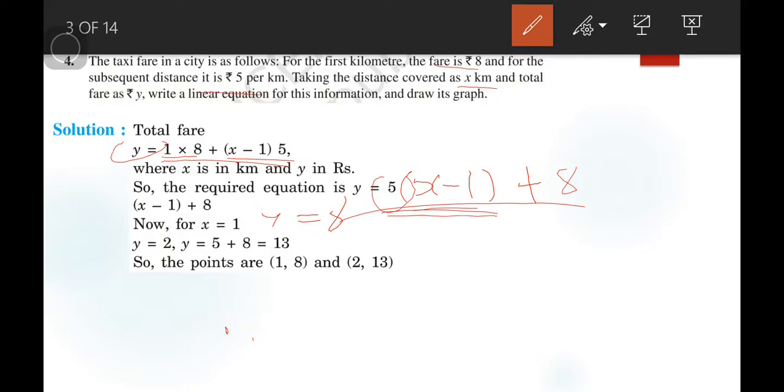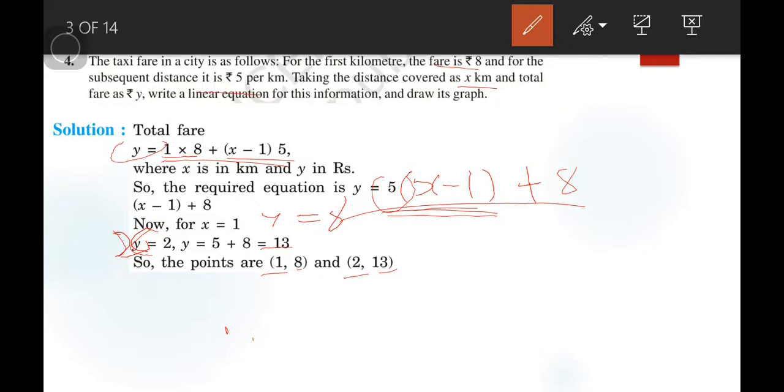And we put x is equal to 2. Here x, not y. Here we put x is equal to 2, then we get y is equal to 5 plus 8, that is 13. So if we put x is equal to 1, then we get y is equal to 8, and if we put x is equal to 2, then we get y is equal to 13. So the coordinates of the given points are (1, 8) and (2, 13), and it is required to draw a line on the given graph.